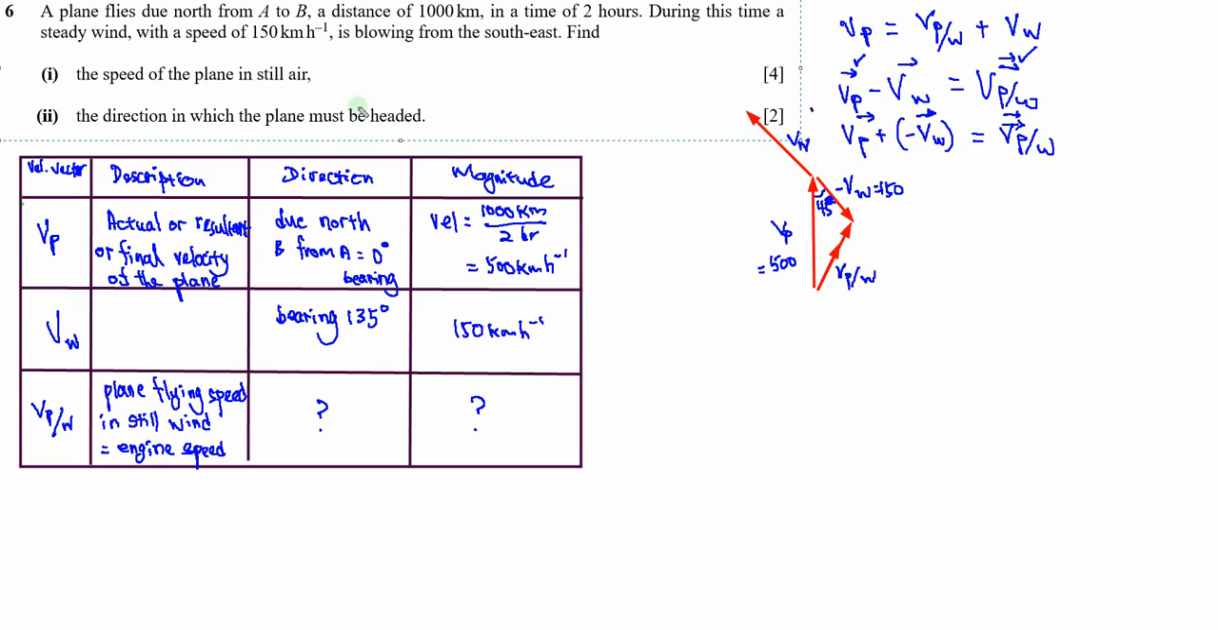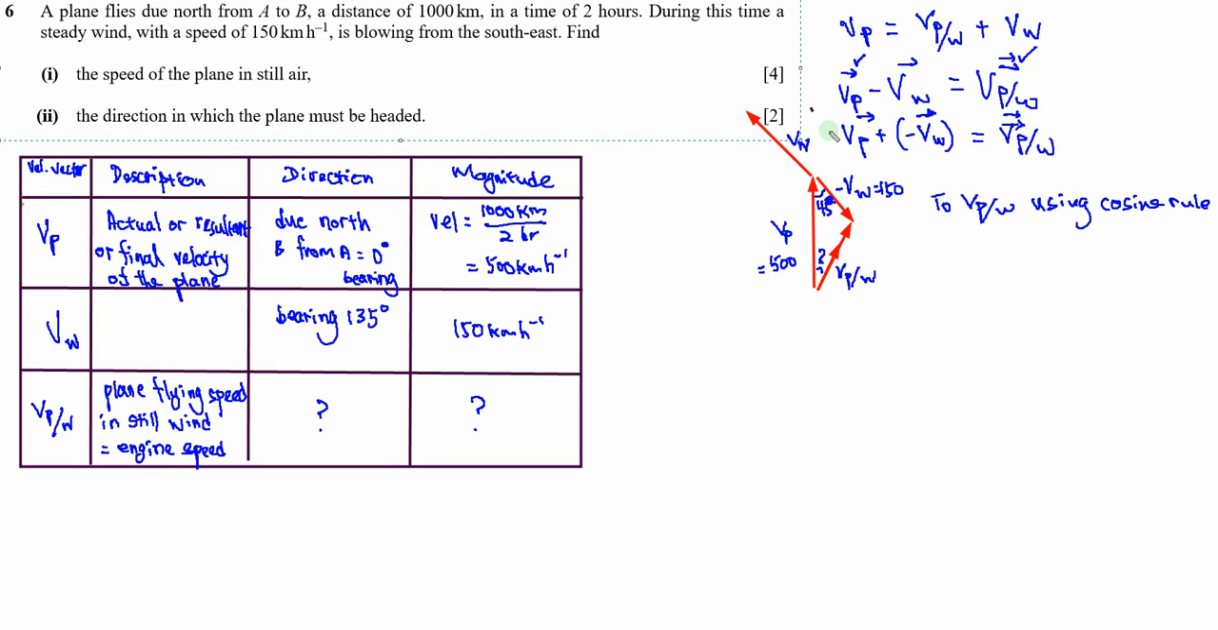The speed in still air, VPW, can be found using the cosine rule. Then if you want to find this angle, once you find VPW, you have this angle's opposite side, and then you can use the sine rule to find this angle. Then this will be the direction in which the plane must head.